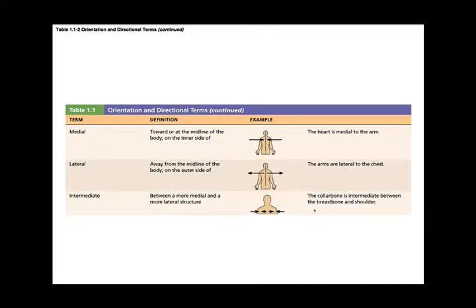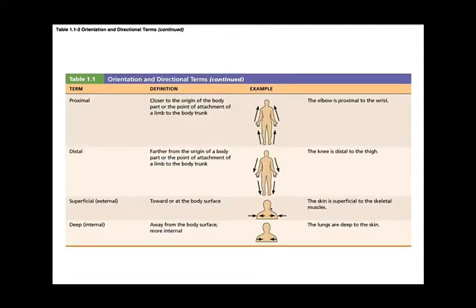Then when we are talking about intermediate, as I already said, the heart is intermediate to the lungs. And second, we can say that the collarbone is intermediate between the breastbone and the shoulder. When you study your skeletal system, you will clearly see that your collarbone lies in between the sternum and your shoulder bone. We will be studying all these things when we study the skeletal system.